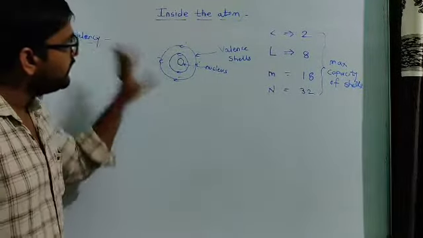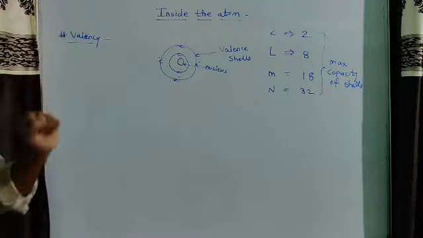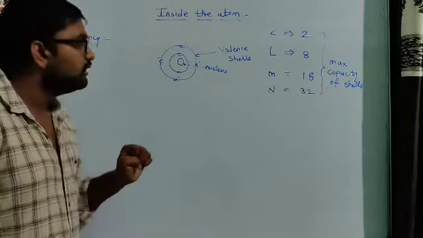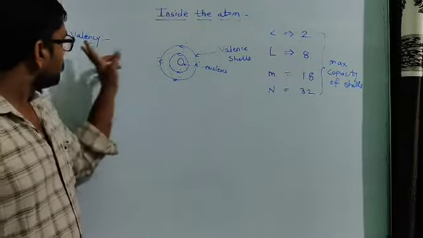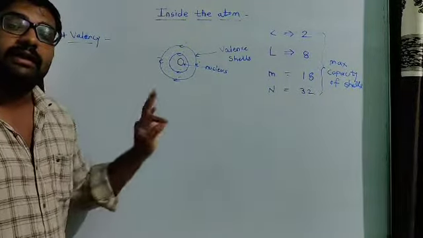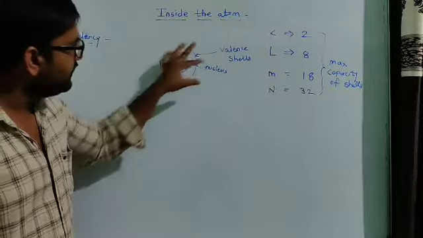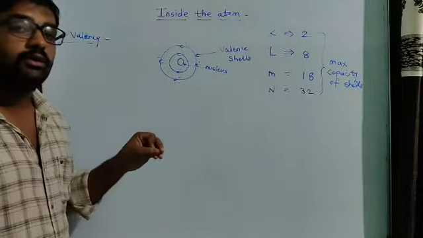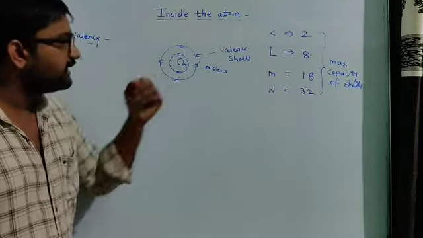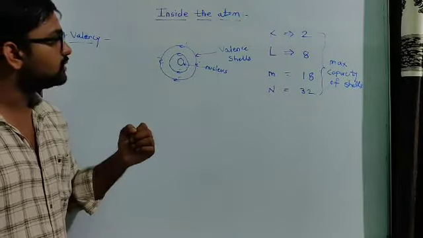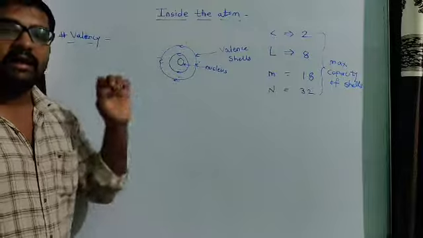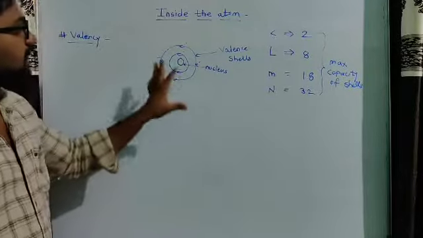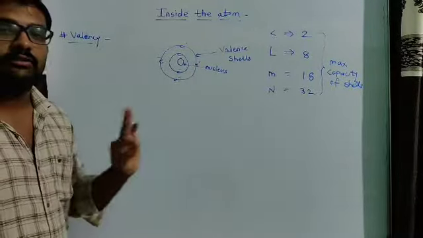These valence electrons are important for us to study the valency of any element. This valence electron concept is important to us. So valence electrons are nothing but the electrons which are present in the outermost shell of an atom. Those electrons are called valence electrons.